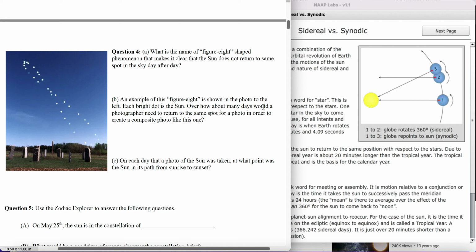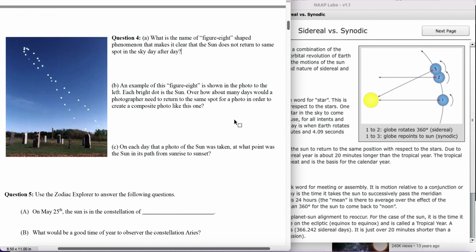And I say, over how many days would a photographer need to return to the same spot at the same time of day for a photo in order to create a composite photo like this? Because what we see here is, using traditional film photo, you could just use the same piece of film and expose onto that same piece of film over and over again, or you could use a similar digital effect where you're essentially overlaying images on top of each other. And what you're seeing then is the sun put back on top of itself many times throughout the duration of a long period of time, enough to complete a cycle where the sun appears to track a figure 8 through the sky.